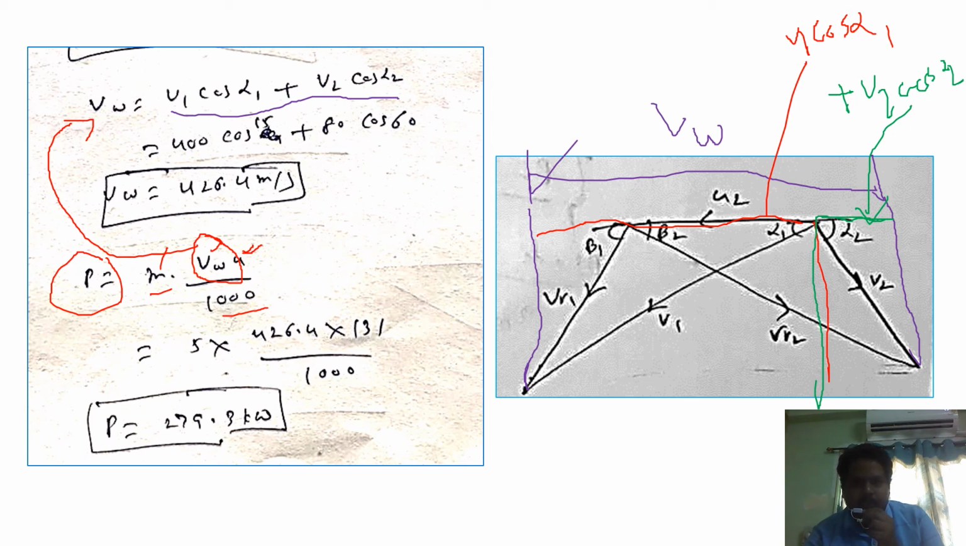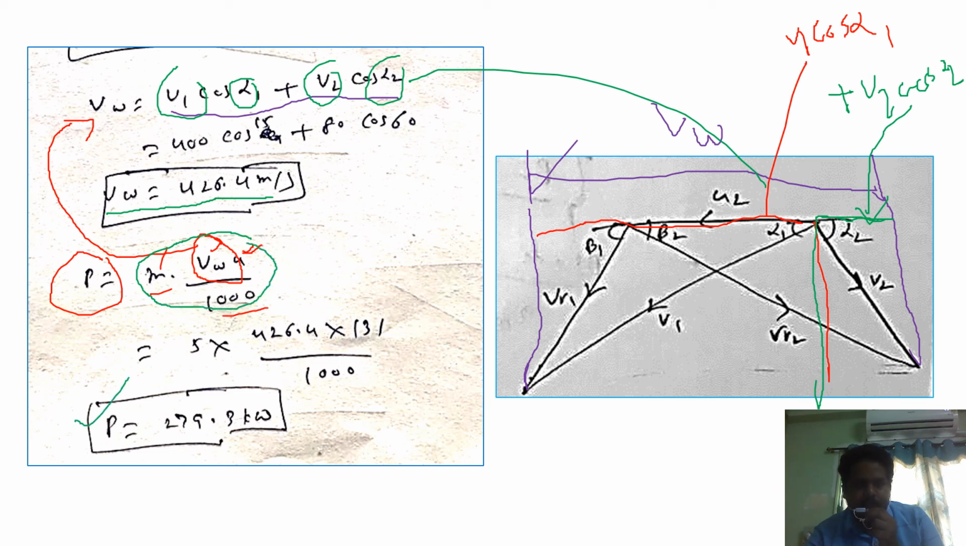Now the same thing I have written here. Here we know all the values: alpha 1, alpha 2, V1 and V2, which are already given in the problem. Now we can find the whirl velocity, 426.4 meters per second. Once you substitute all the values in the power equation, we get the power equals 279.3 kilowatts.